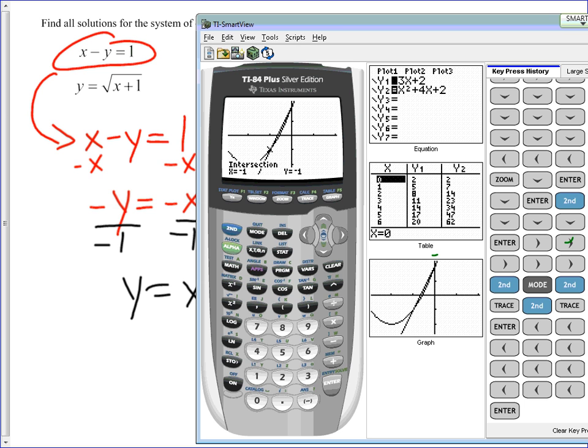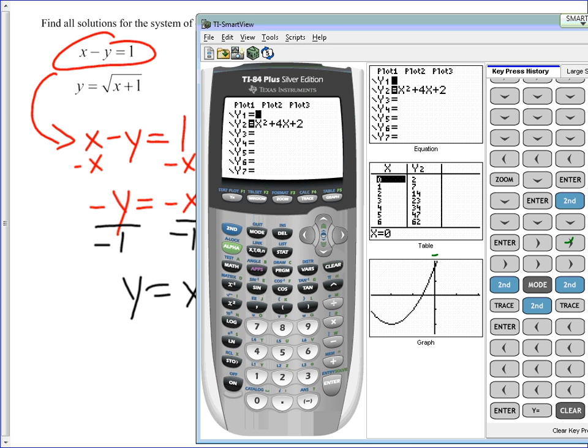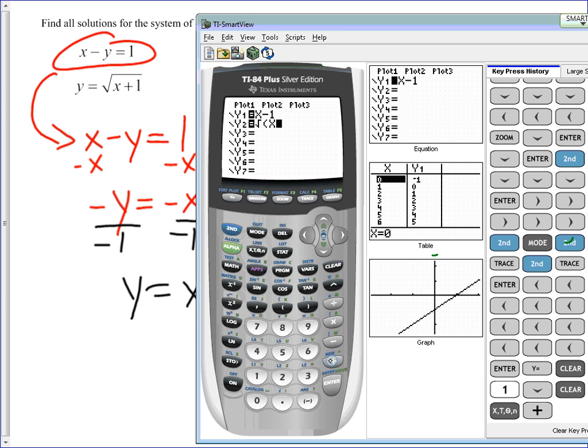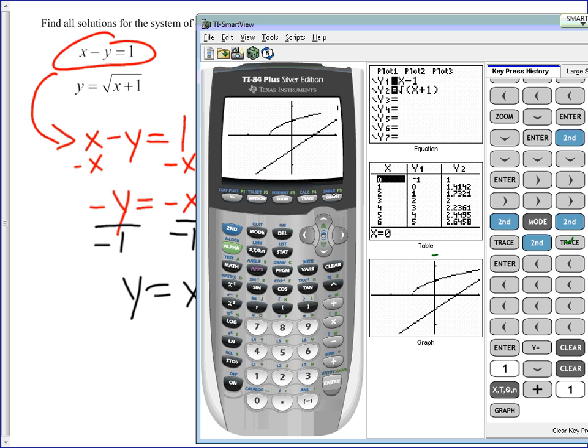And so we'll go back, we'll go to y equals, clear out, and I have y equals x minus 1. And over here, clear that out, and I will have y equals the square root of x plus 1. And when I graph them, I'll zoom standard, and there's the point of intersection, so I will calculate it.